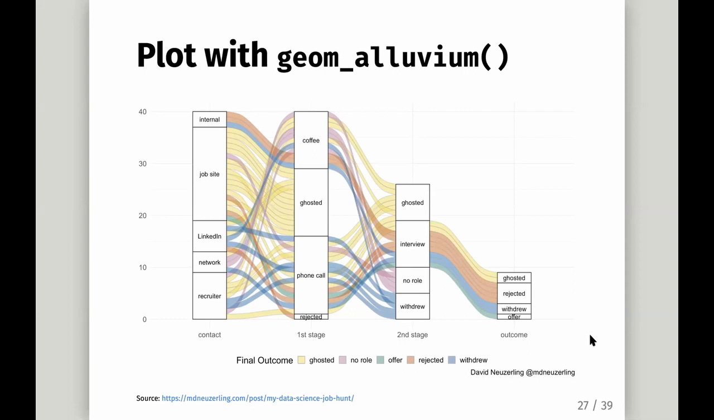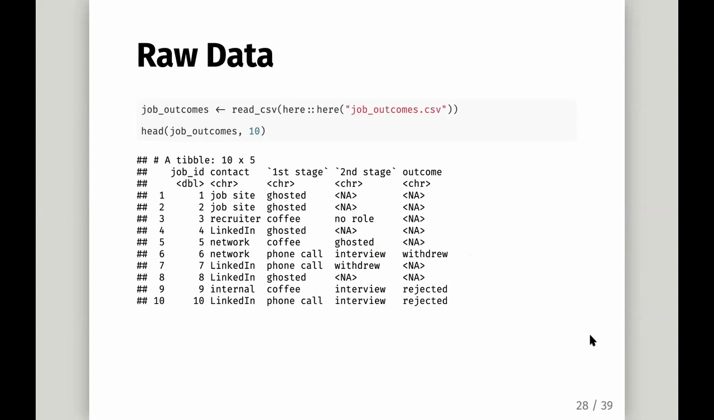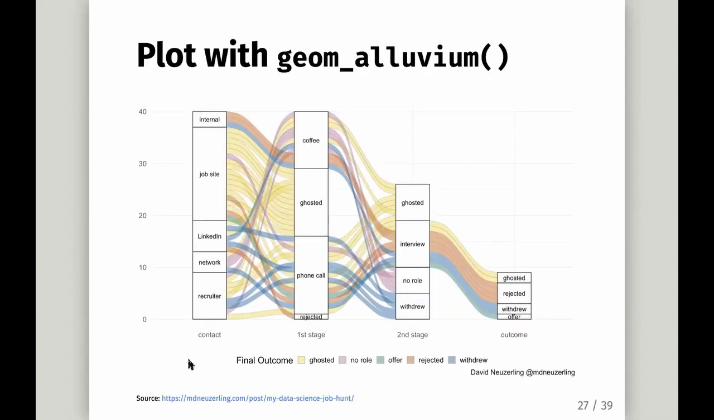I'm going to talk through this as well, kind of more quickly though. Here we see the raw data again. Here you can see his data is already wide by these states, right? So we have contact, first stage, second stage, outcome. Let me just talk through this really quickly. So this is the first contact. Was it internally at his workplace, through one of those job sites online, through LinkedIn, through his own personal network, or through a recruiter? And then what did that lead to in the second stage? Like maybe a coffee meeting, maybe it was ghosted, right? And the people stopped communicating with him, or a phone call, or he was rejected.